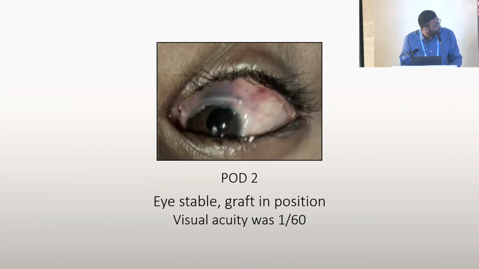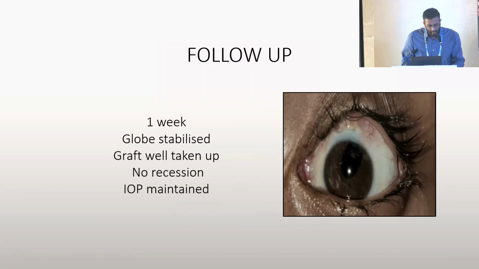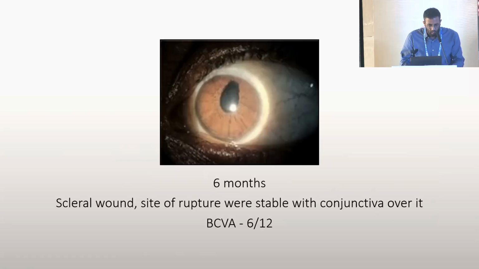These are the post-op day 2 images. The eye was stable, the graft was in position, and the visual acuity was 1/60. Thankfully, at 1 week of follow-up, the globe was stabilized, the graft was well taken up, no recession was noticed, and the IOP was maintained. At 6 months, the scleral wound and the site of rupture were stable along with the conjunctiva over it. Best corrected visual acuity was 6/12.